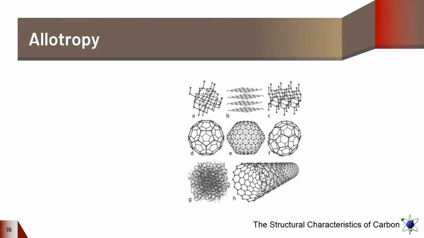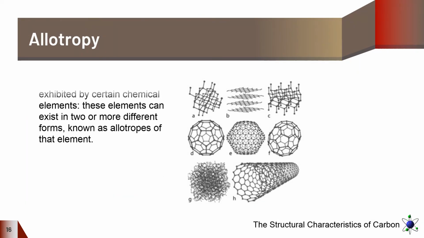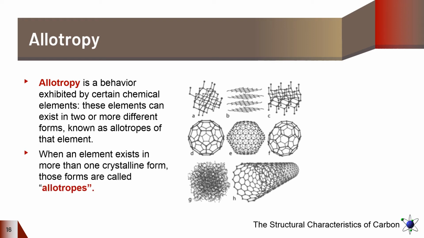Then we also have the term allotrope. Allotropy is a behavior exhibited by certain chemical elements. These elements can exist in two or more different forms known as allotropes of that element. When an element exists in more than one crystalline form, those forms are called allotropes. And carbon has different allotropes, just like what is being shown in the picture.